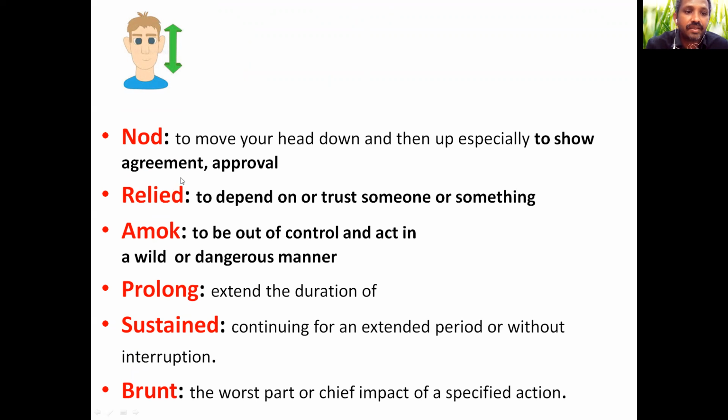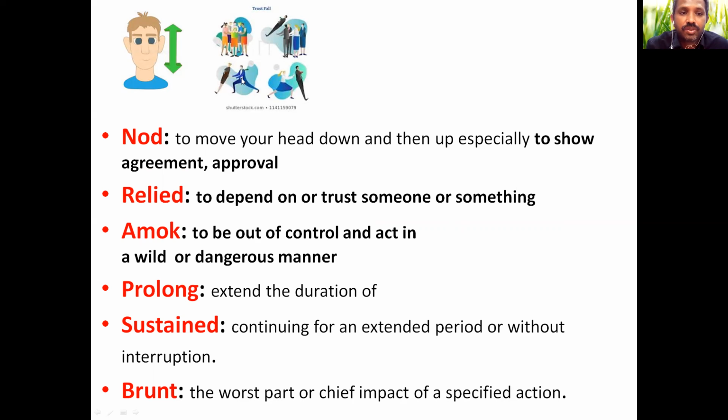Next one is relied. RELIED. Relied means trusting or depending on something. That's what relied is. You can see an example here. This lady is going to fall down, but this guy is there, she's going to rely on him. Rely means depending, right? So trust, or relied, that's what relied is.